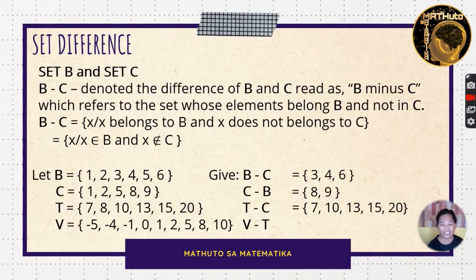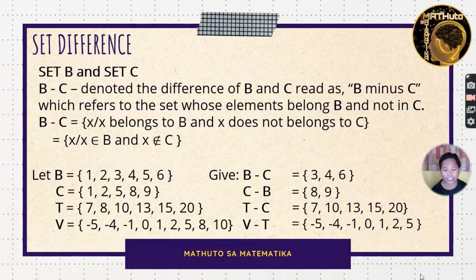So, merong 8 sa C and merong 8 din sa T. So, kaya ang ating T minus C, 7, 10, 13, 15, and 20. Then, for V minus T, negative 5, negative 4, negative 1, 0, 1, 2, 5. Since 8 and 10 can be found in set T. So, yan po yung ating set difference. Lang tatandaan po na magkaiba po ang B minus C sa C minus B.